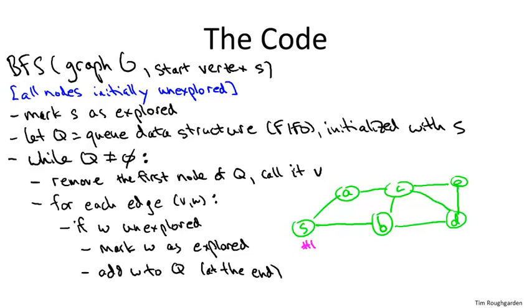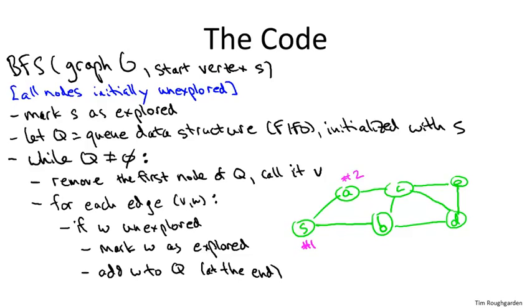But for concreteness, let's suppose that of the two possible edges, we look at the edge S comma A. Then we ask, has A already been explored? No, it hasn't. This is the first time we've seen it. So we say, oh, goody, this is new grist for the mill. We can add A to the queue at the end, and we mark A as explored. So A is going to be the second vertex that we mark.